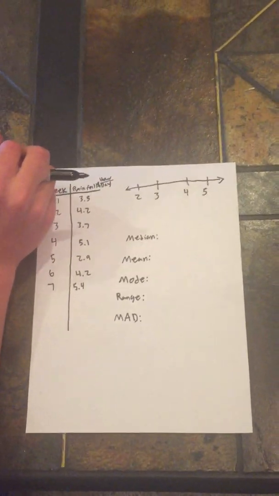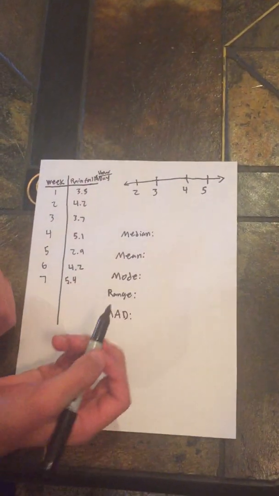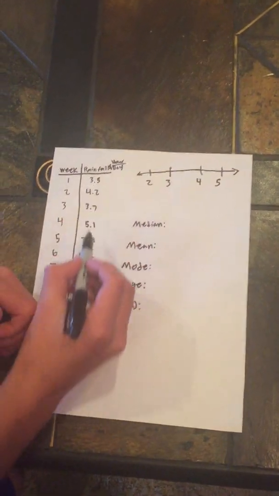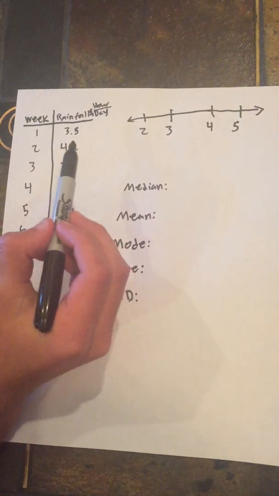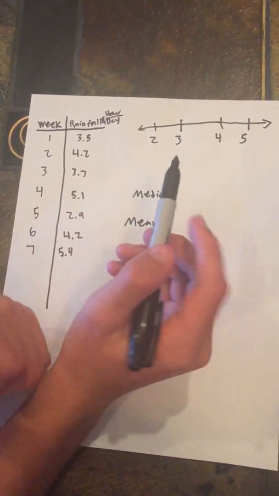In the previous video, we solved for height per day. And so today, we're going to be solving rainfall per week. All these data points represent rainfall in hours per day. And this could be during monsoon season or anything like that.